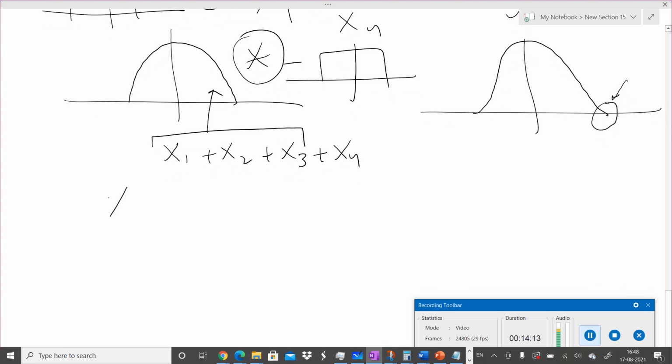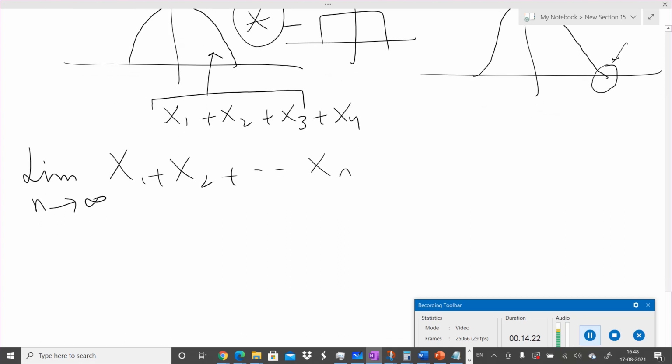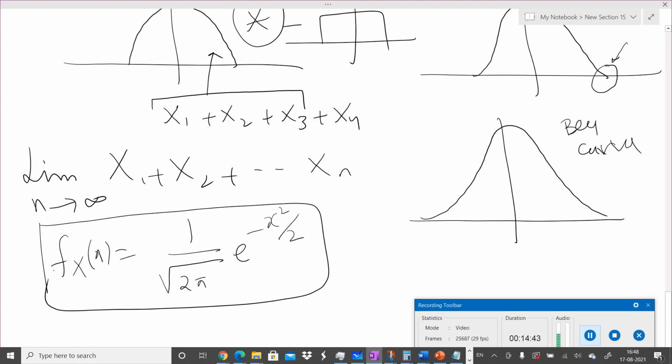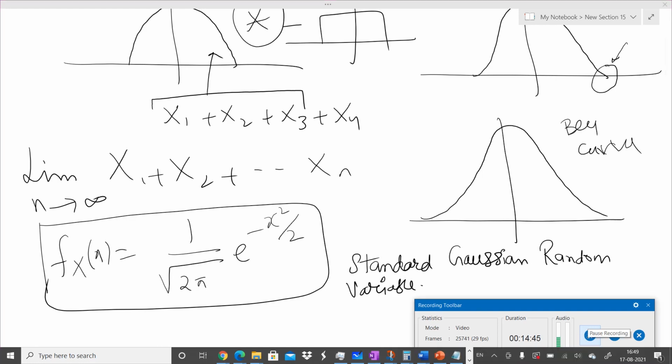So what happens when you add up infinite random variables in the same way? You take the limit n tends to infinity. There is a rigorous proof of it; I am just demonstrating it here. You will find that the overall distribution looks like this. This is called the bell curve, and its equation is 1 over the square root of 2 pi, e to the power minus x squared by 2, and this is what we call a standard Gaussian random variable. Okay, so far so good.